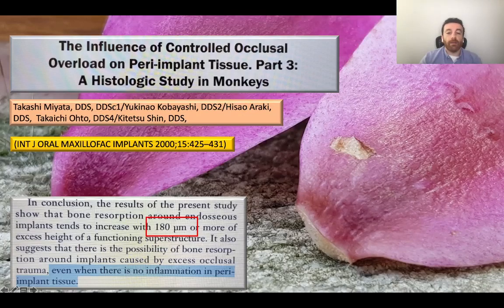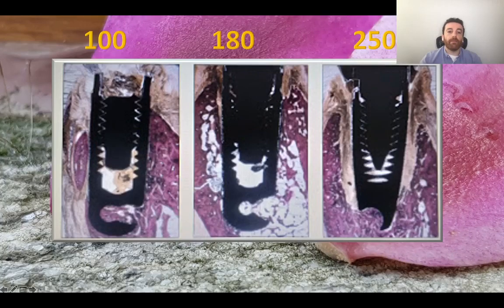How about the control of occlusion in these cases? So when implant mobility increases beyond 180 micrometers, then you have potential bone loss occurring. So you don't necessarily have to have inflammation or even any infection in place. It's simply overload of the implant causing bone loss over time.